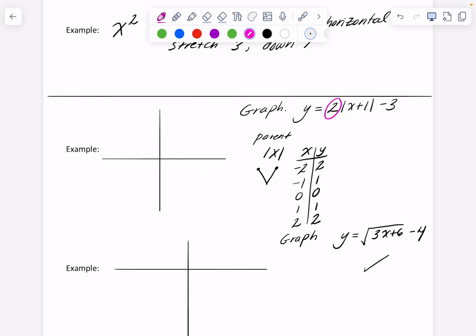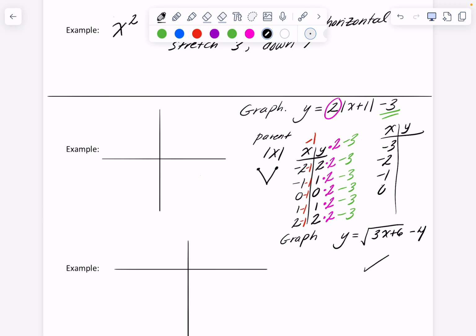Won't we times our y's by 2? You with me, everyone? Then we're going left 1. So won't we minus 1 to our x's? And then we're going down 3. So we'll then subtract 3. So our new x, y points that we're actually graphing are negative 3, negative 2, negative 1, 0, 1. Then it looks like 4 minus 3 is 1. 2 minus 3 is negative 1. 0 minus 3 is negative 3. 2 minus 3 is negative 1. 4 minus 3 is 1.